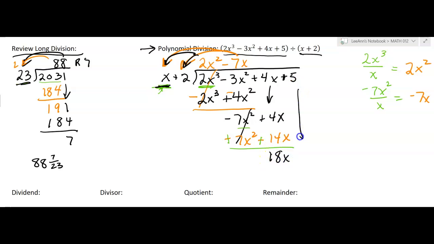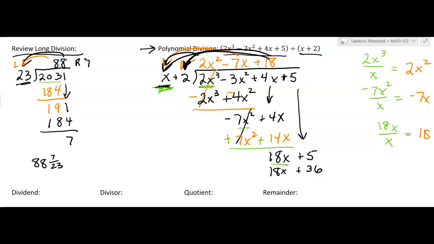And then you're going to bring down that 5. Okay, I'm kind of running out of room, but one more time. So how many times does x go into 18x? Or you're thinking over here, 18x divided by x. That's going to be 18. So that's going to be a plus 18. It's positive. Then I'm going to multiply. I'm running out of colors here. 18 times x. We knew that was going to happen. And then 18 times 2. And 18 times 2 is 36.